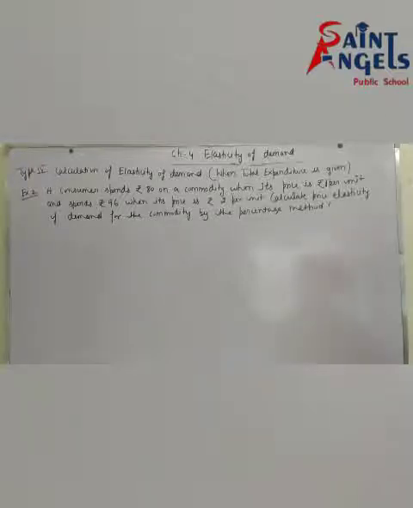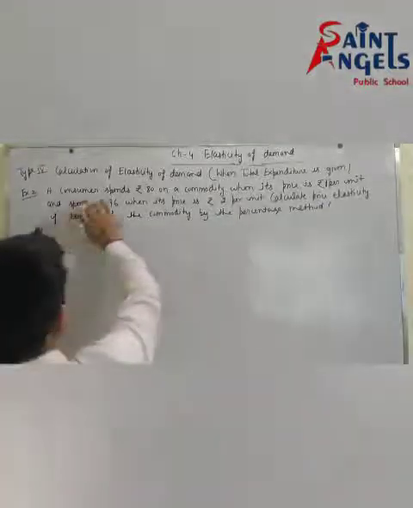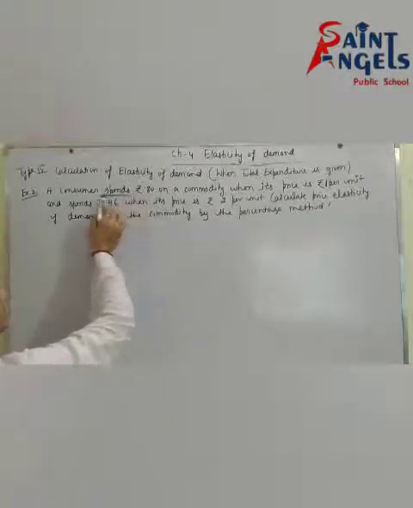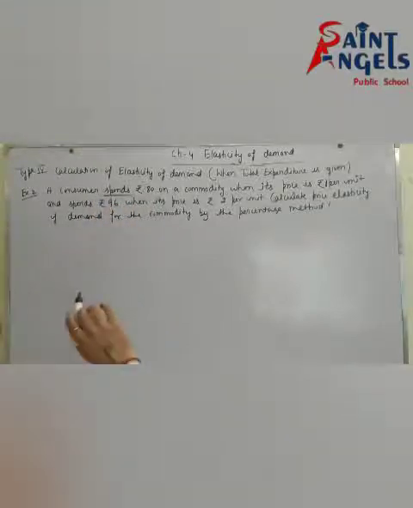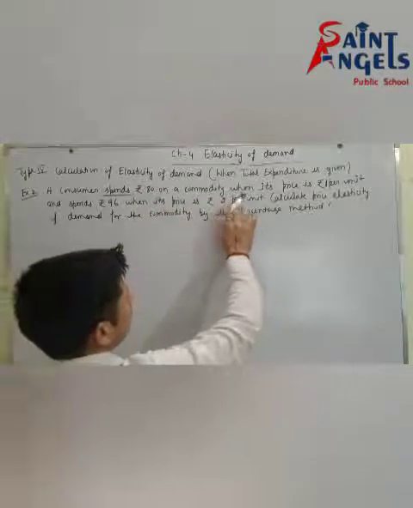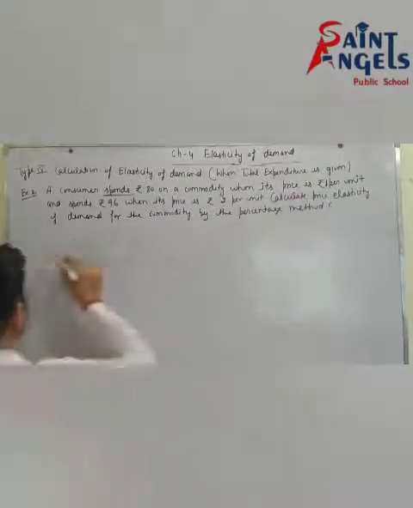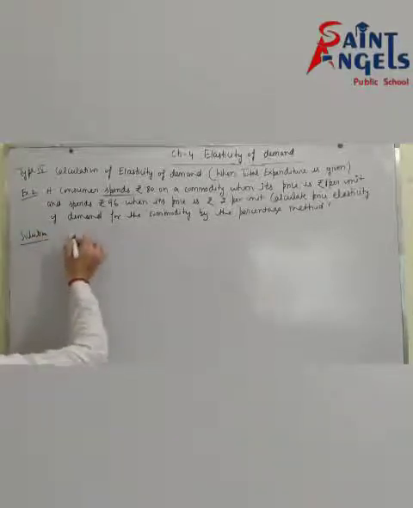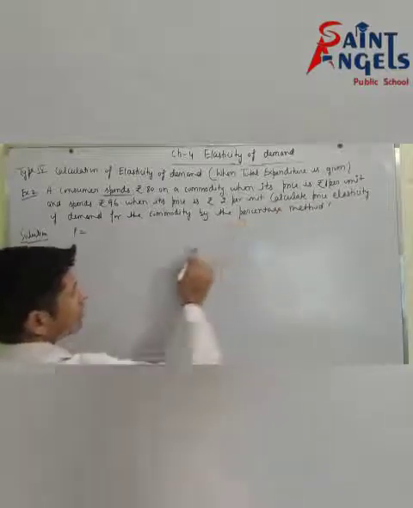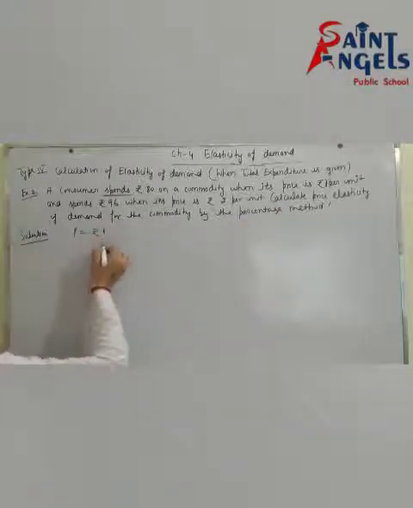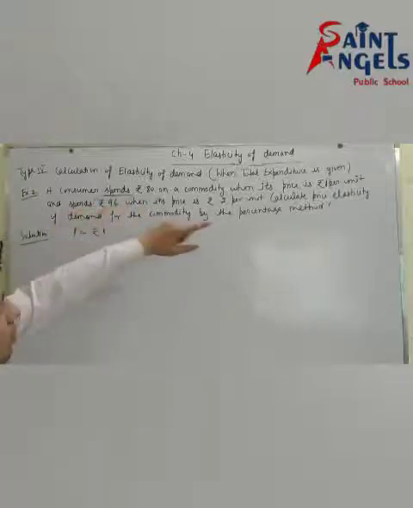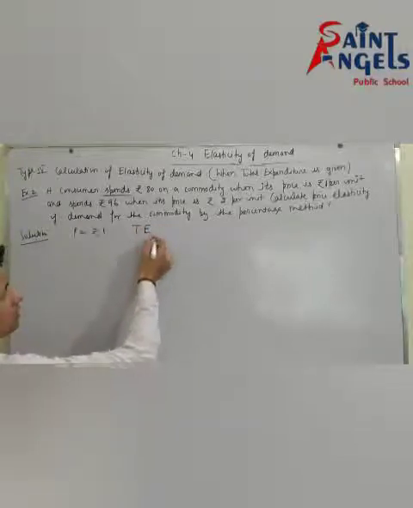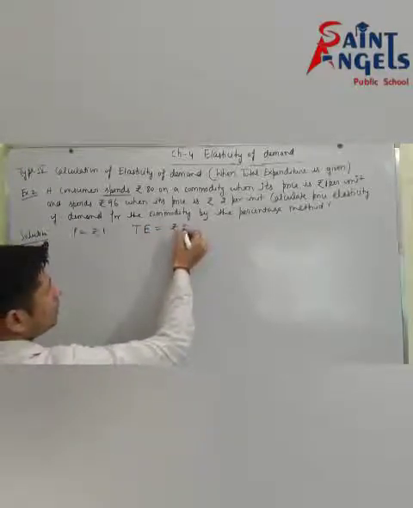Now the question is here: a consumer spends rupee 80 on a commodity when its price is rupee 1 per unit. Consumer spends means this is expenditure. See, how will you solve this? Now initial price means old price, rupee 1, and initial total expenditure is equal to rupee 80.